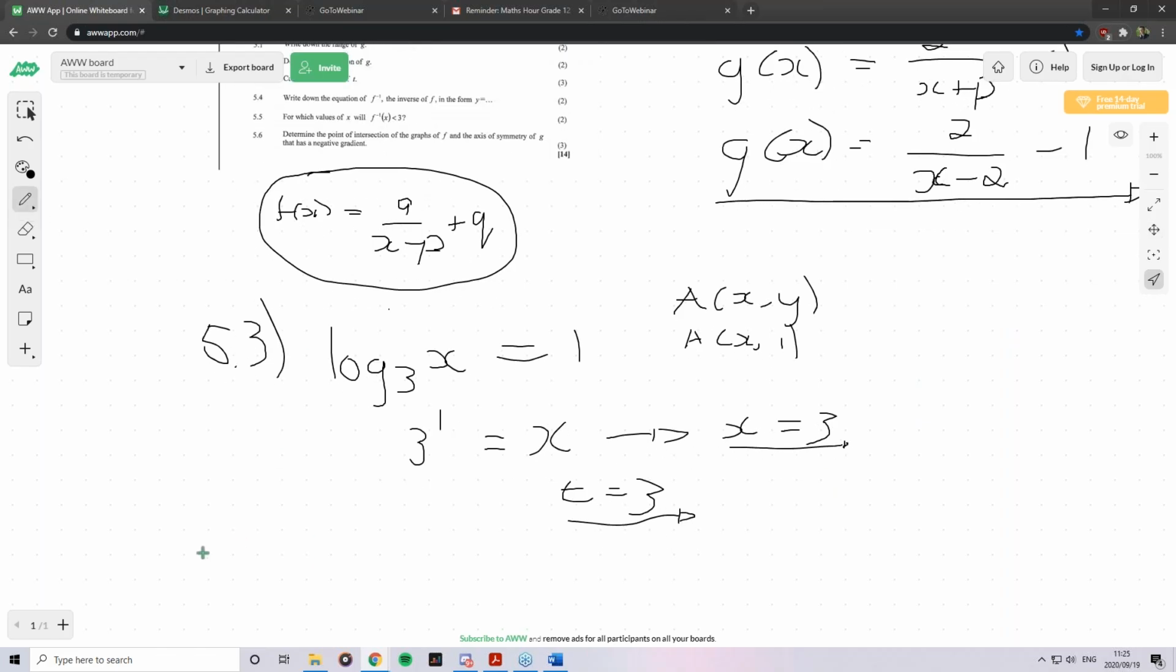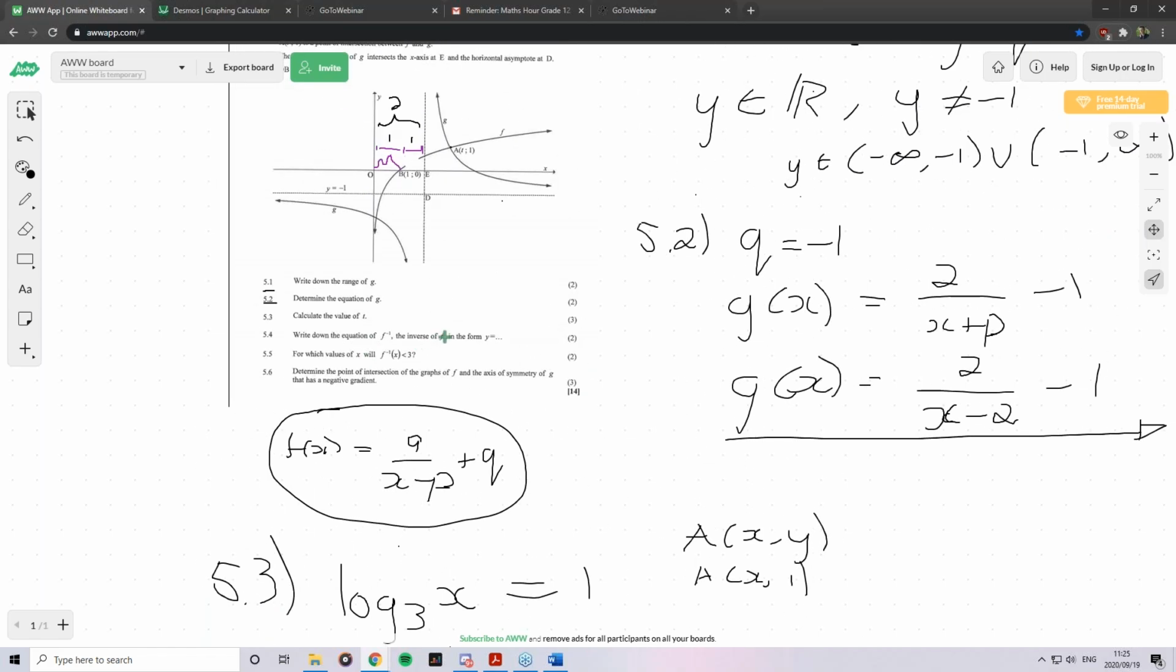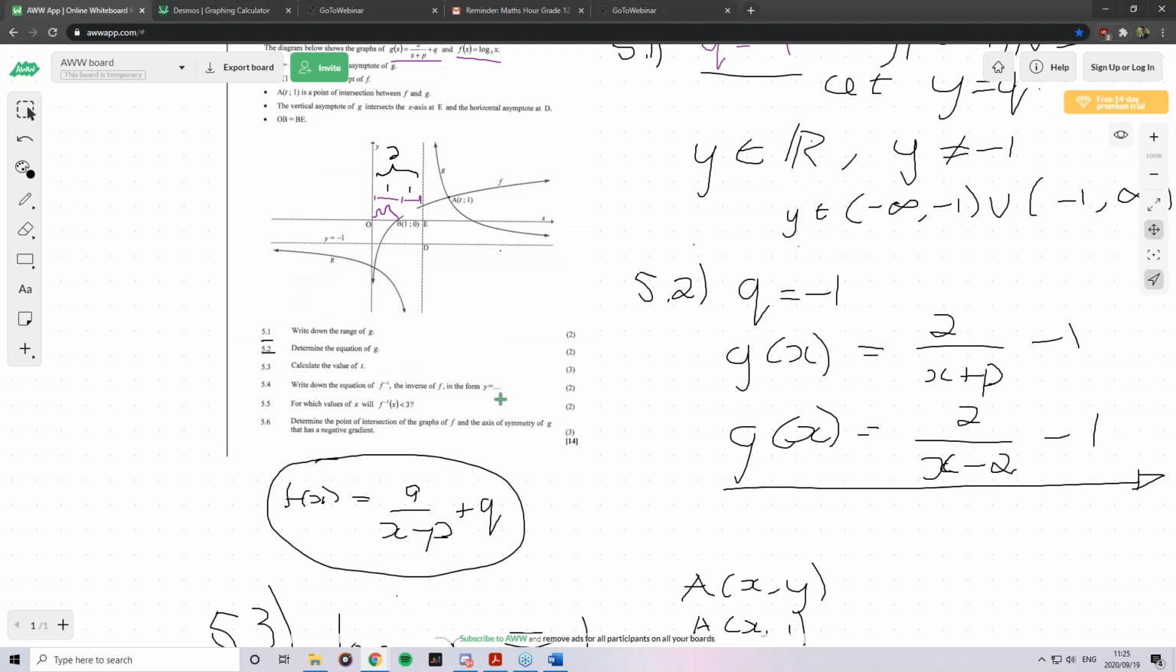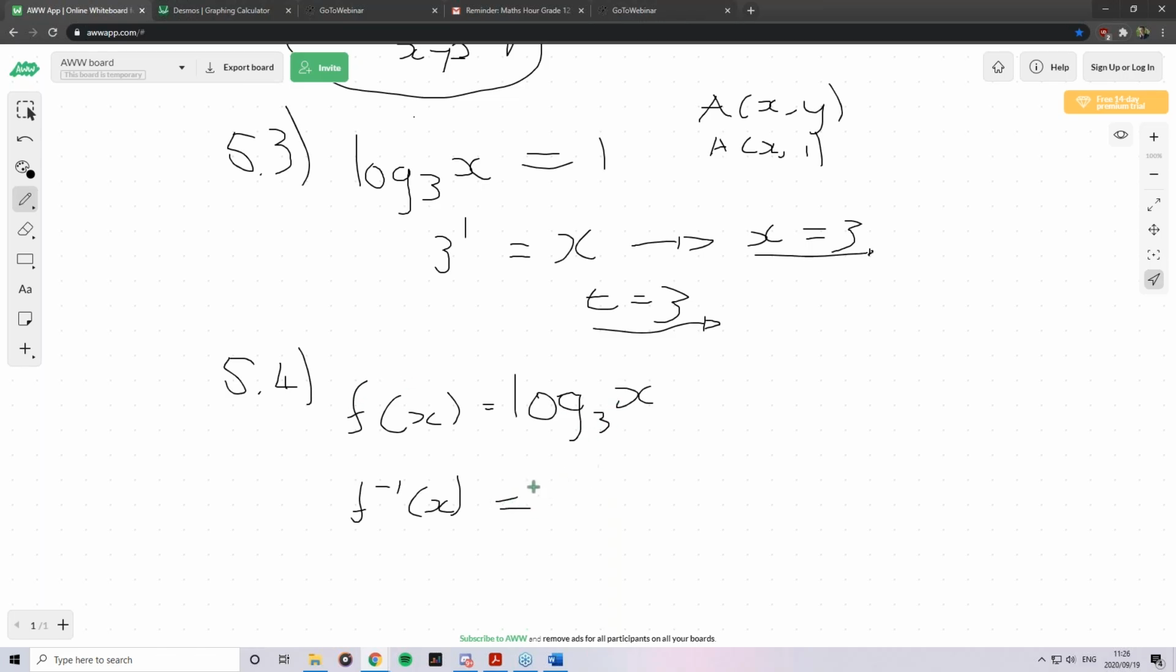Now question 5.4, they say, write down the equation of the inverse of f in the form y is equal to something. So we have f(x) is log base 3 of x. Let's write that down first. Now, what is the inverse? There are two methods you can do it. You can just say, all right, if f(x) is log base 3 of x, that shortcut formula says that the inverse of f is just going to be 3 to the x.